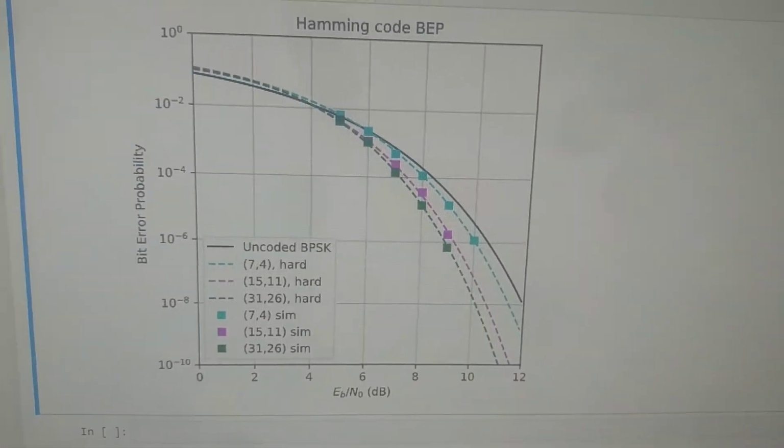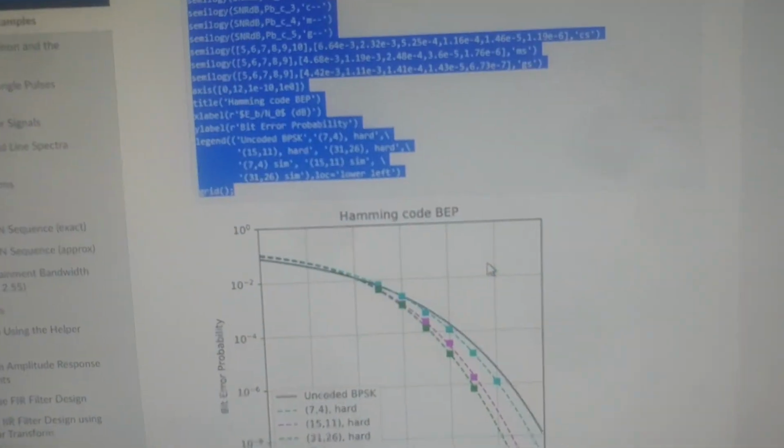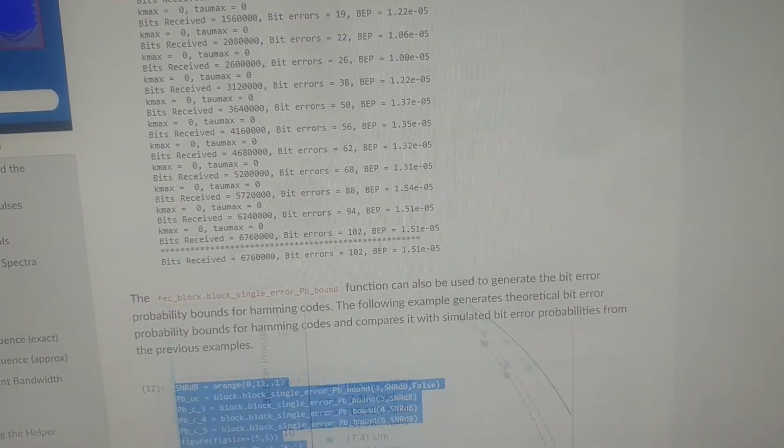So this is the way we can do Hamming code simulation using Jupyter.